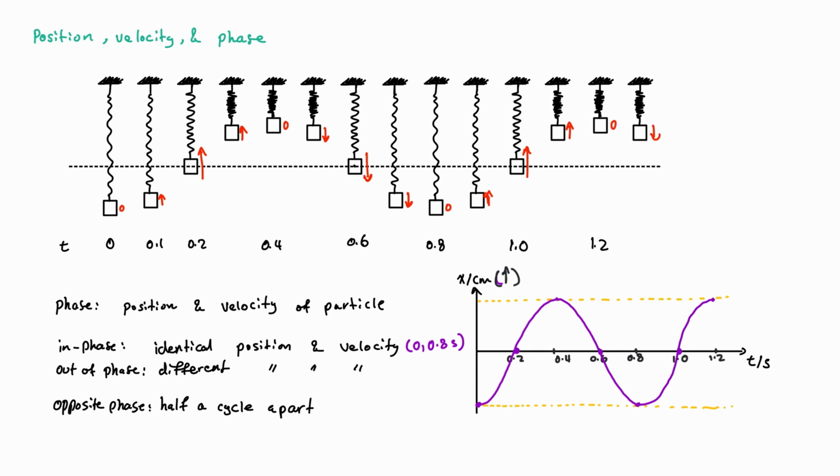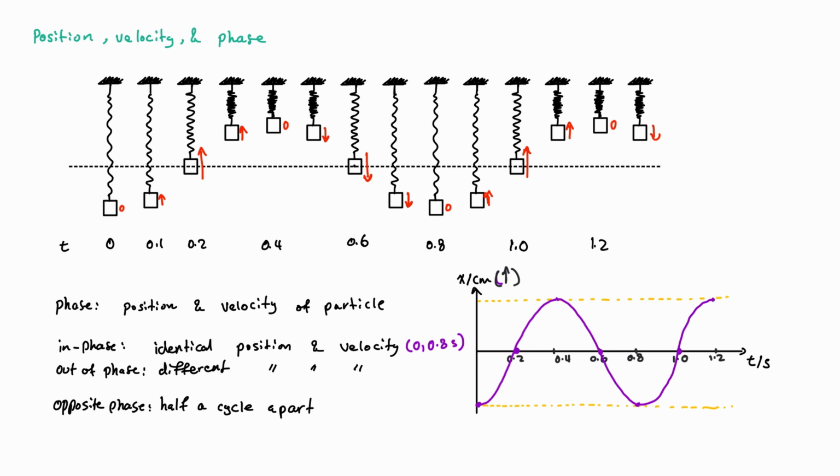Any two positions which have different positions and velocity are out of phase. So basically, if they're not in phase, they're out of phase. So anything that's not these two is out of phase. For these specific points, at time 0.1 second and 0.9 seconds, we have the same position and velocity, so they're in phase, but all of these points will be out of phase with the particle at 0.1 second and the particle at 0.9 seconds.